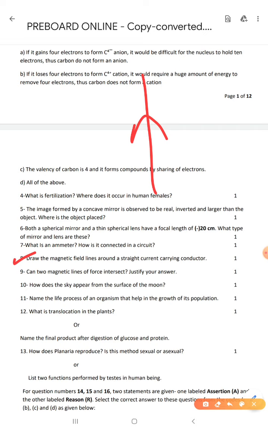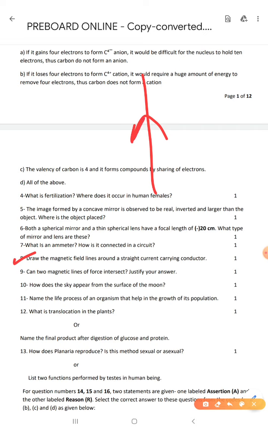Now another one: draw the magnetic field lines around a straight current carrying conductor. Suppose this is a straight current carrying conductor. One important thing, dear students: as I am checking your copies, I think there is some problem related to photocopy also, not clearly seen. I will discuss that later on.